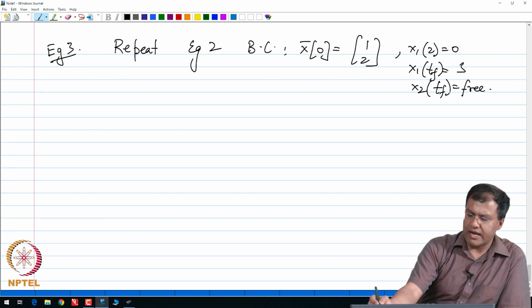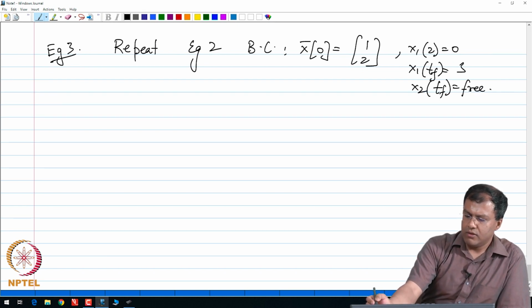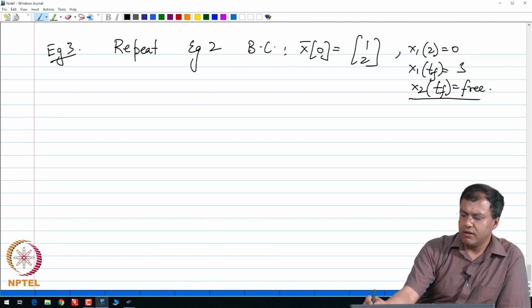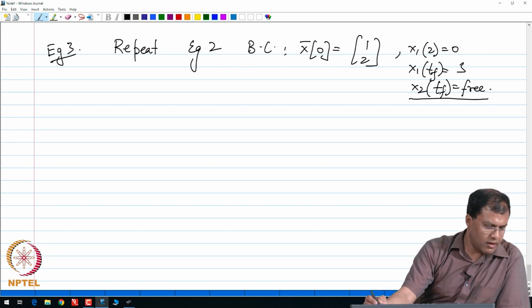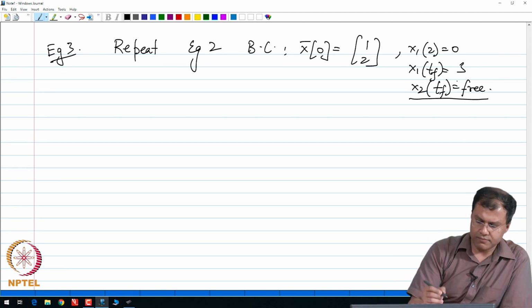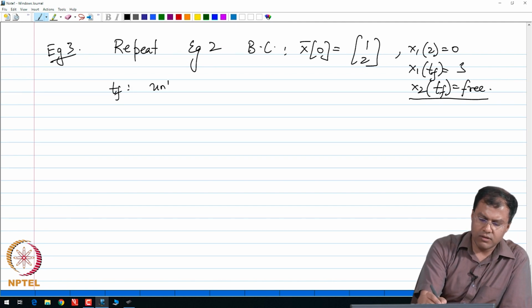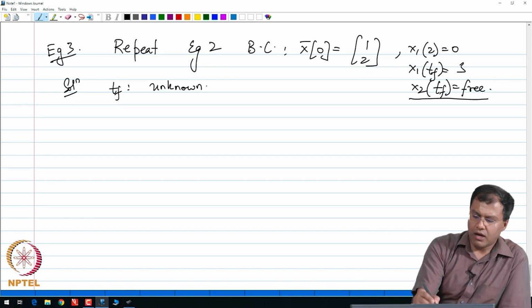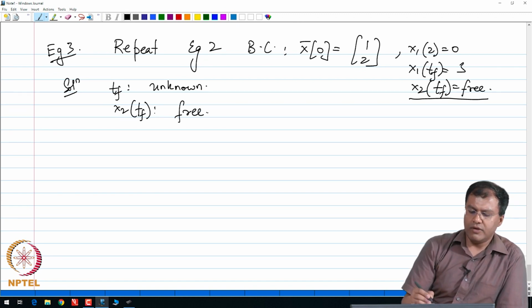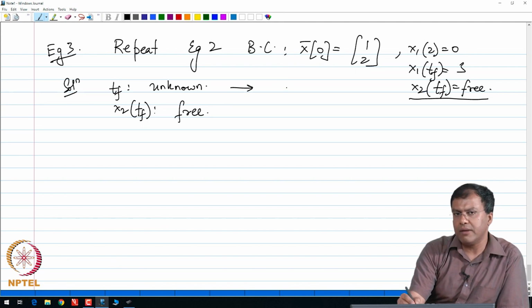Okay. Notice that my second state variable at final time point is free, and also my final time point T f is also not known. So, we do not know whether it is 2 or whether it is less than 2 or greater than 2, right. So, T f is unknown in this problem, and also x 2 at T f is free, right. Which means that since T f is unknown, T f can very well be a variable to the system.